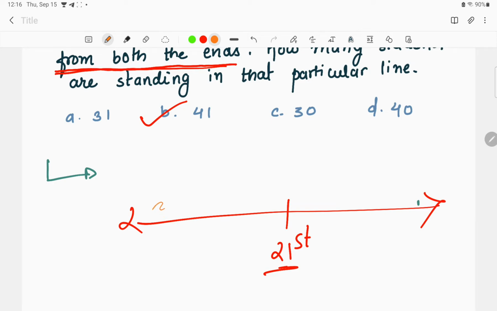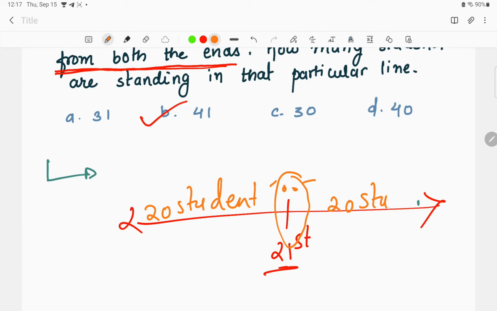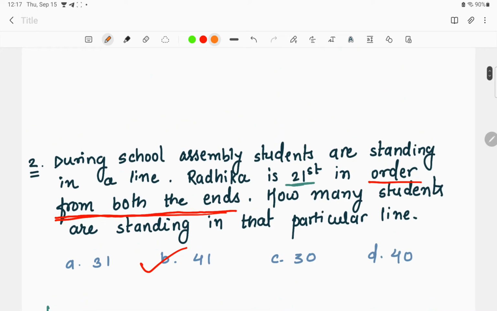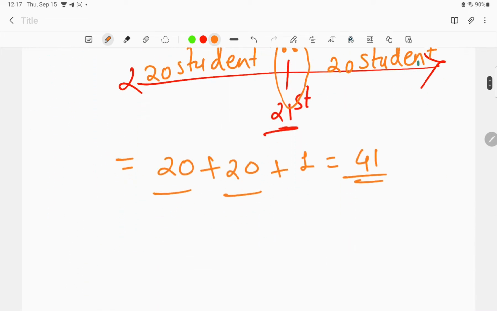So here will be 20 students on the left of Radhika. For example, this is Radhika once again. So 20 students from the left and 20 students from the right-hand side of Radhika. How many students are there in the total line? That will be 20 plus 20 students, 20 from her left, 20 from her right, and including Radhika there will be 41 students in that particular line. This is how we find the answer.